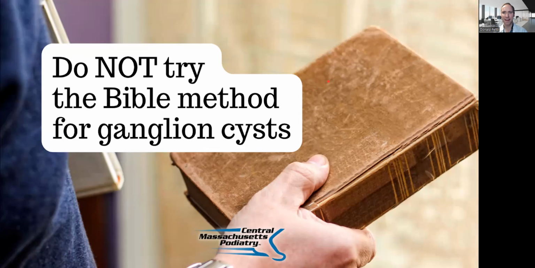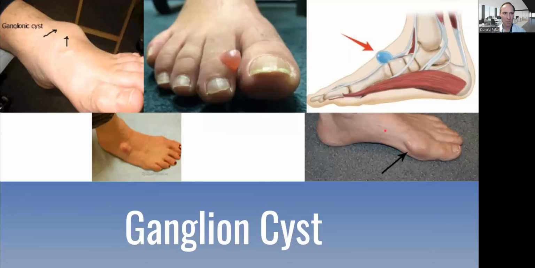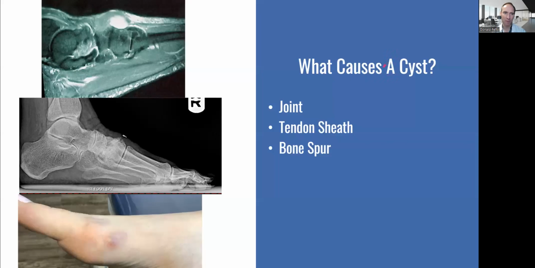It says, do not try the Bible method for ganglion cysts. This was a recent post we did on ganglion cysts for our office and our blog. But let me go a little bit about ganglion cysts and tell you about this Bible method. So a ganglion cyst is a cyst that happens usually on the foot. That's where I treat it, but it can happen other places in your body. And as you can imagine, one of the treatment options, you take a big book and you whack the heck out of the cyst and pop it. But I don't always recommend it.